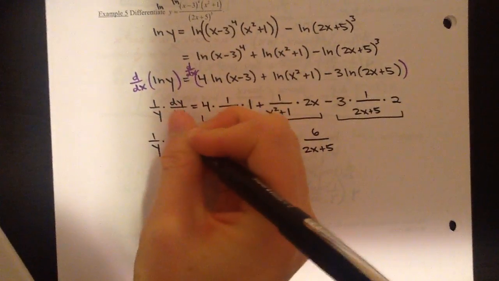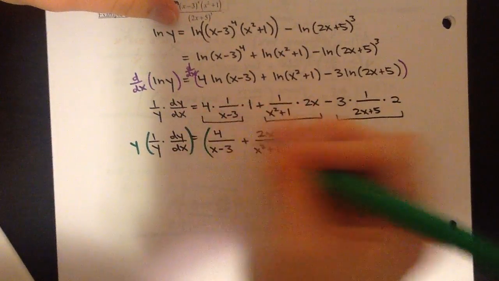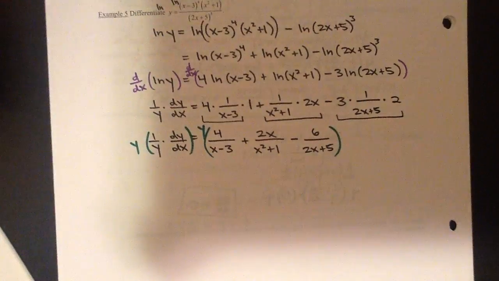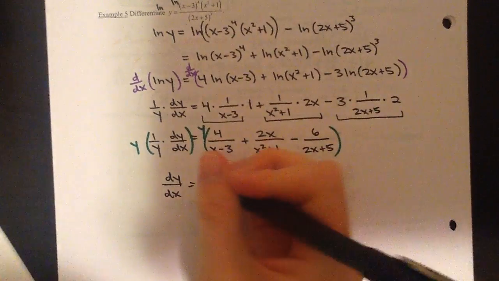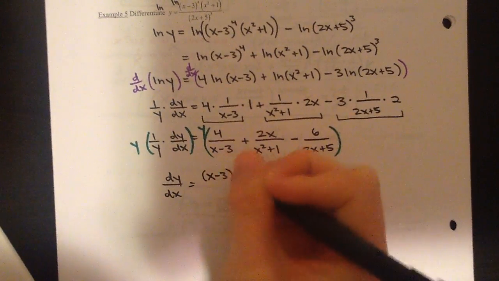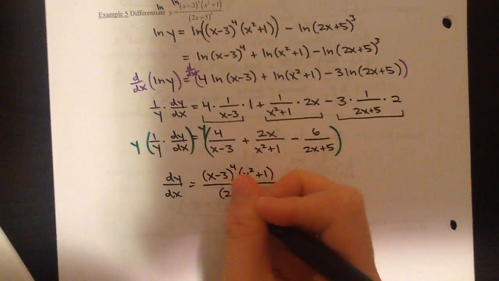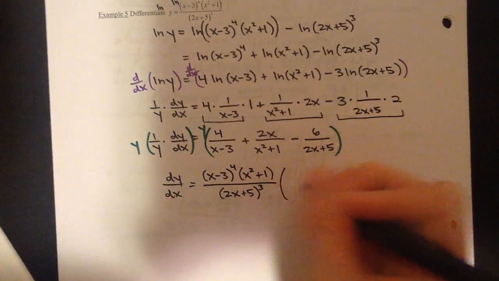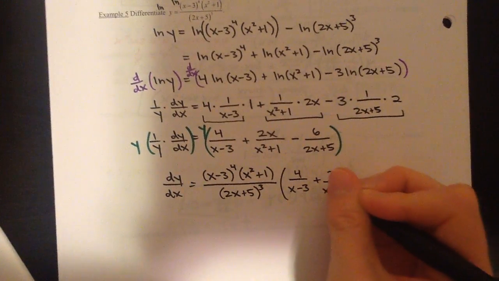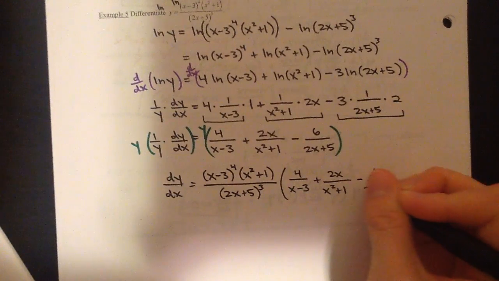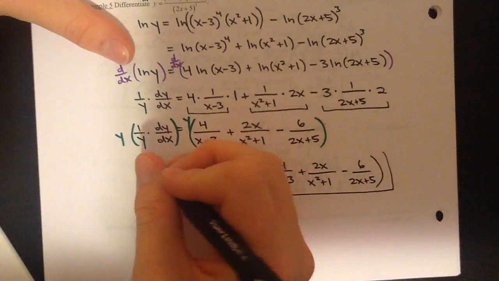So here's my left-hand side, haven't changed that yet. So same final step as all the other ones. I multiply both sides by y, and then I replace the y with the original function. So on the left-hand side, dy by dx is now by itself. I replace this y right here with my original beautiful function. Okay, so there is, again, just another gorgeous derivative.